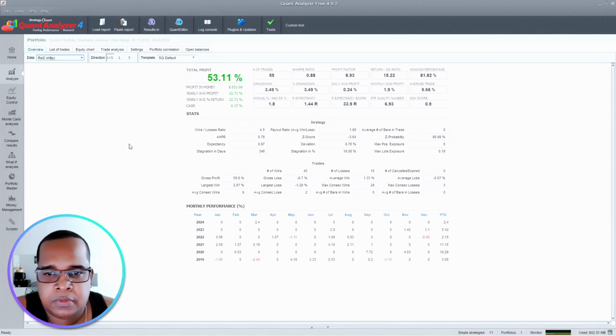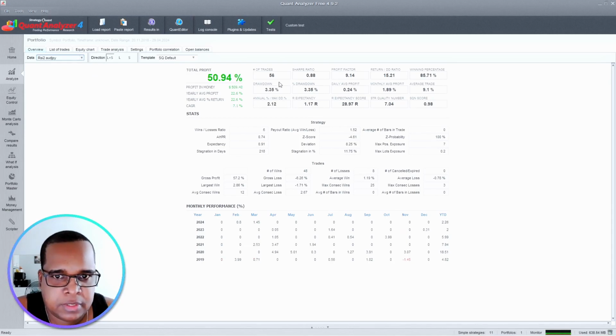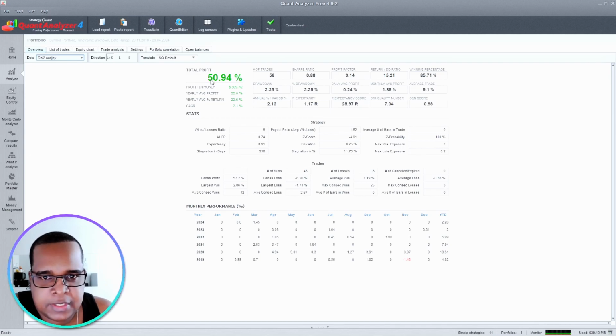Now the CHF yen, 55 trades and 53% growth over 5 years. Again, a little over 10% a year. The last one was the Aussie yen. Again, 50% growth over 5 years, 56 trades, and a lot of gaps with no trades.